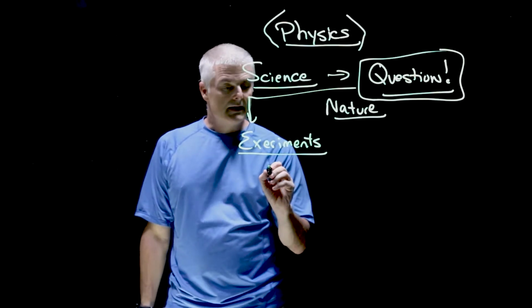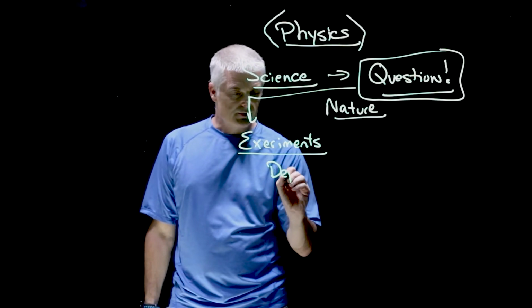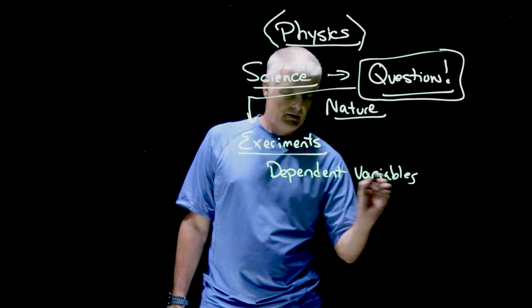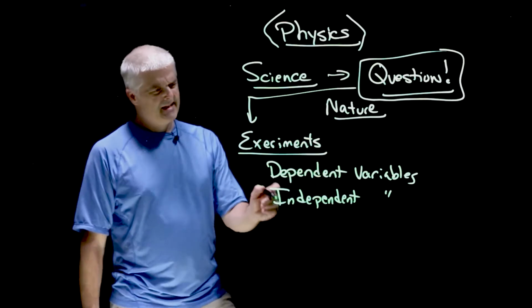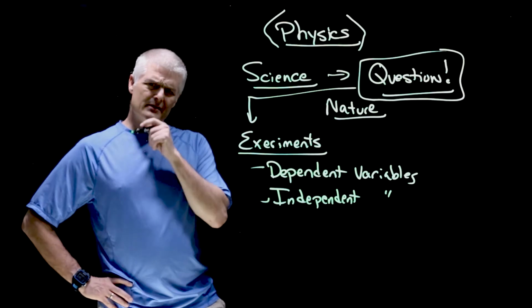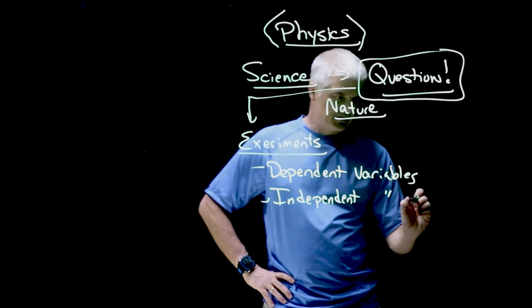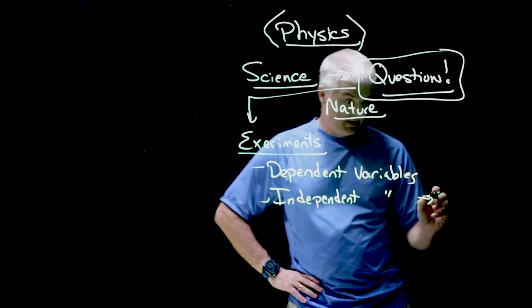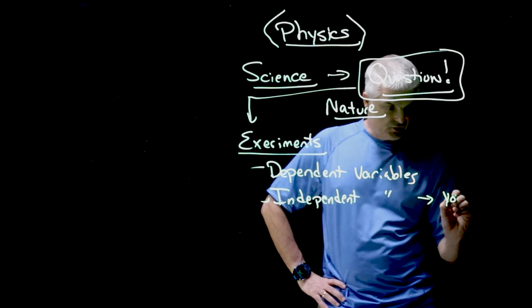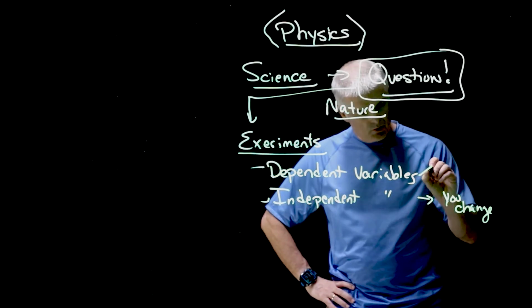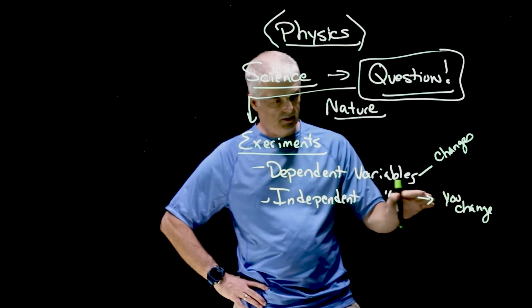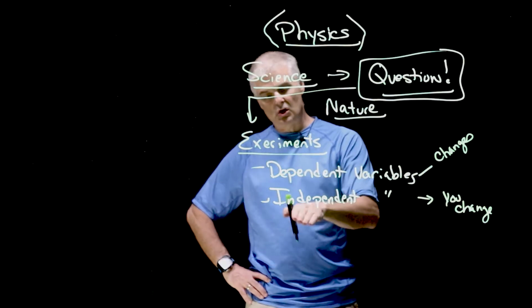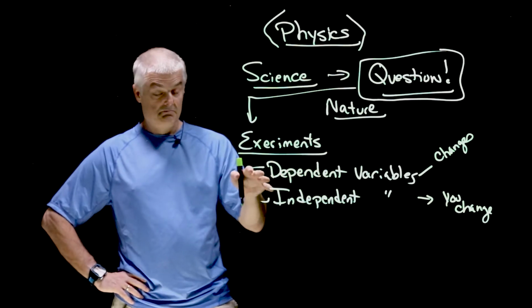There are dependent variables, and of course, independent variables. So what's the difference? I think the best way to understand it is to start actually with the second one that I've written. This is the one that you change. And this is the one that changes. Independent, you change. Dependent is caused by the independent.